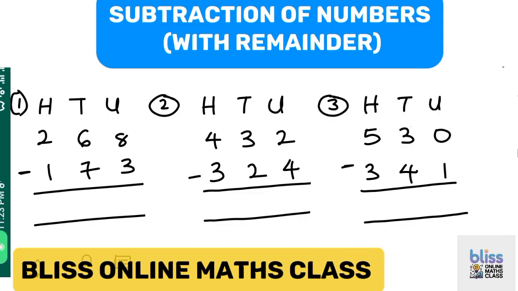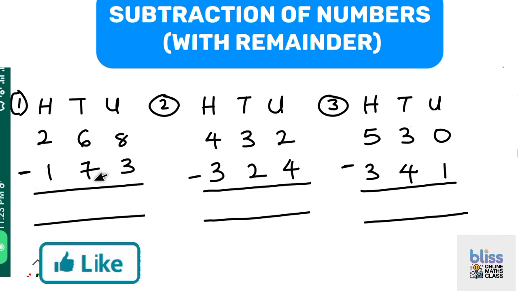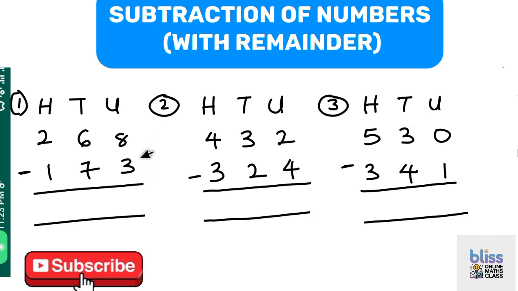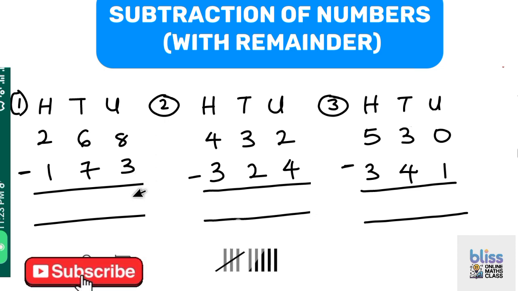In this video, I'll be teaching you subtraction of numbers with remainder. So number one, we have 268 minus 173. Remember, we are starting from the right hand side. 8 minus 3 is 5.